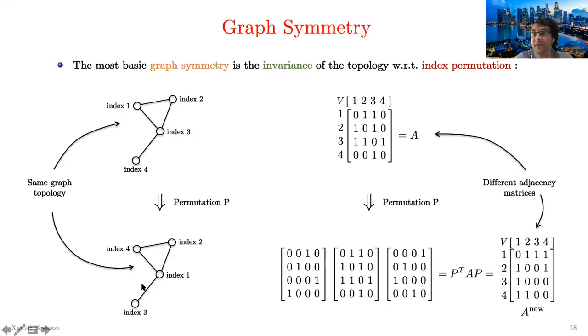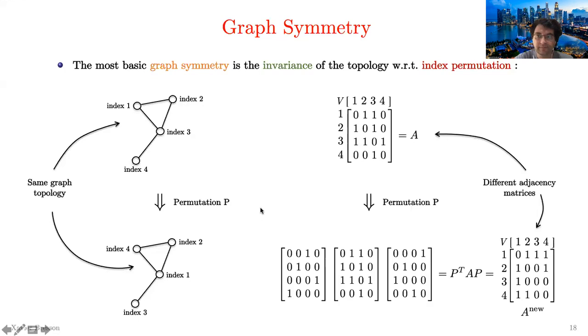It doesn't mean that your adjacency matrix, which encodes the connections, stays the same. You have a connection between index 1 and index 2, index 1 and index 3, and so on. This will change when you change the indexing. If you apply a permutation matrix P transpose and P on the adjacency matrix, the adjacency matrix here is going to be different from the adjacency matrix here, but the topology is the same.